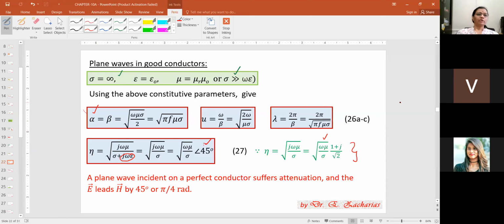Whereas when it is a lossy dielectric, that lead will depend on the properties of the material and the frequency of the wave.